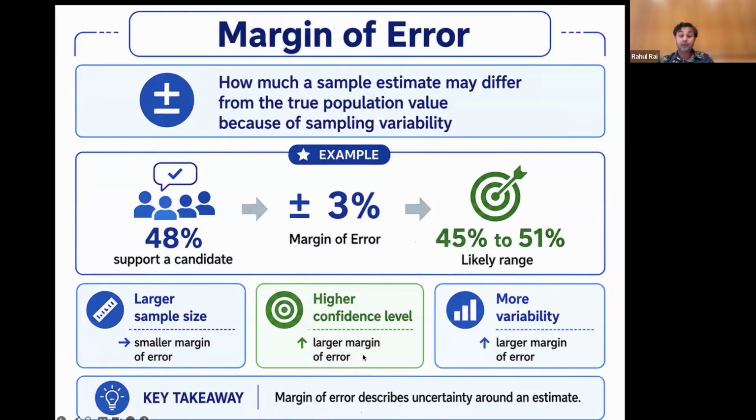A higher confidence level that you have leads to a larger margin of error. And with more variability in the data, you will need a larger margin of error. So margin of error describes the uncertainty around an estimate, and that's what it is capturing.